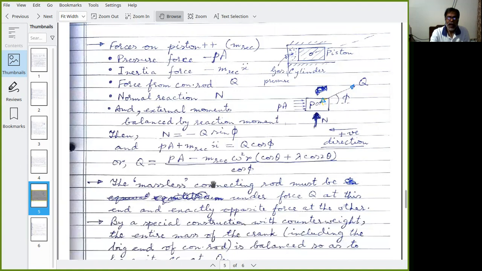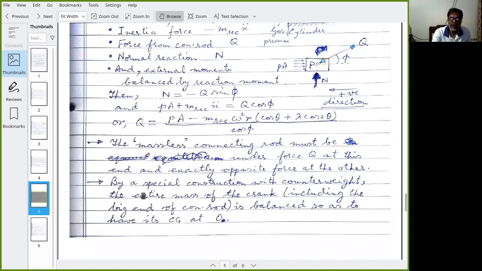Now this massless connecting rod is acted upon by just two forces, one from the piston and the other from the crank, and since there is no mass, the inertial force will be zero. So under the two forces, it has to be balanced, and therefore this force Q from this end will get transmitted all the way up to the crank.